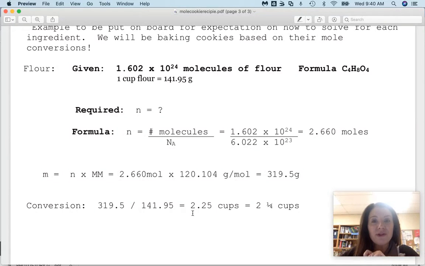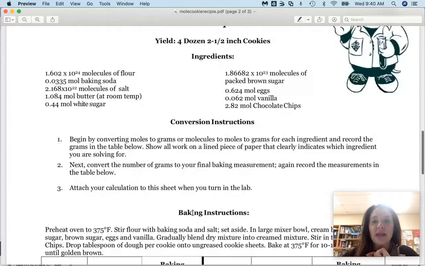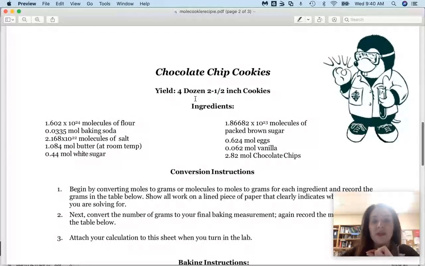If all of your conversions go properly, then you will have some very yummy cookies. You're going to yield a large amount of cookies, I would say around 4 dozen cookies. So you will definitely have a lot for yourself, but I'd also like you to gift some of those cookies to somebody else.